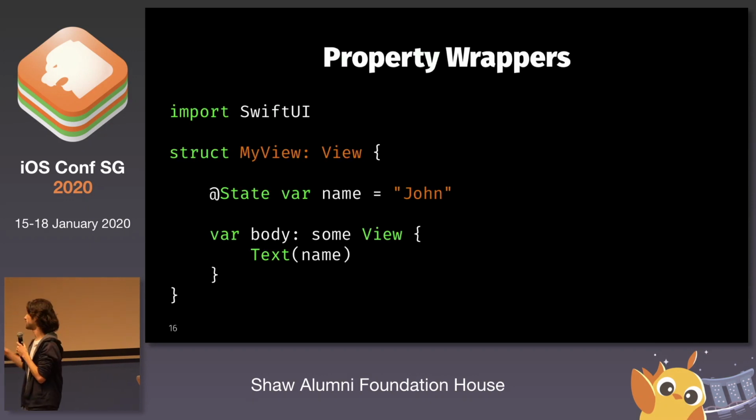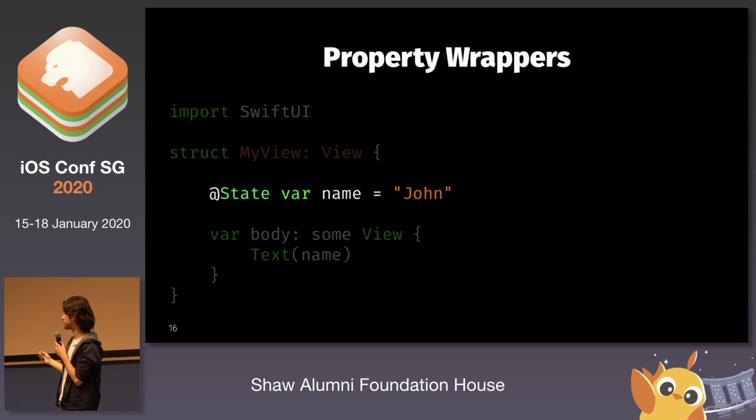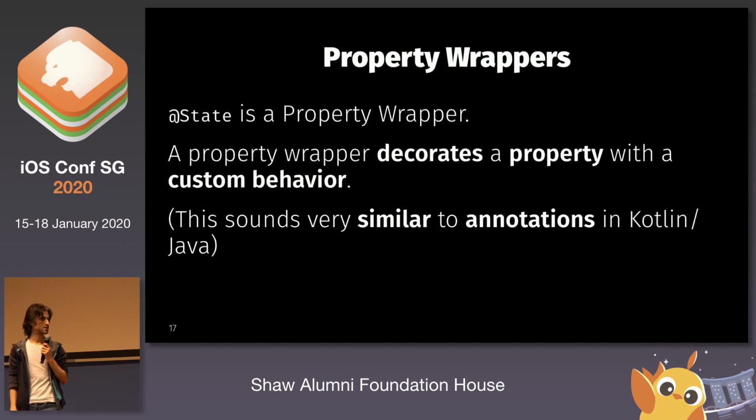So here's the same snippet, but you can see it much better. You can see that there is a variable called name. It's a string, but it's decorated with an @State wrapper that says, okay, this is a state, and when the value changes, you need to re-render the view. So as I was saying, it's a property wrapper. It decorates a property with a custom behavior. And of course, this sounds very similar to the annotations that they have in Java and Kotlin.